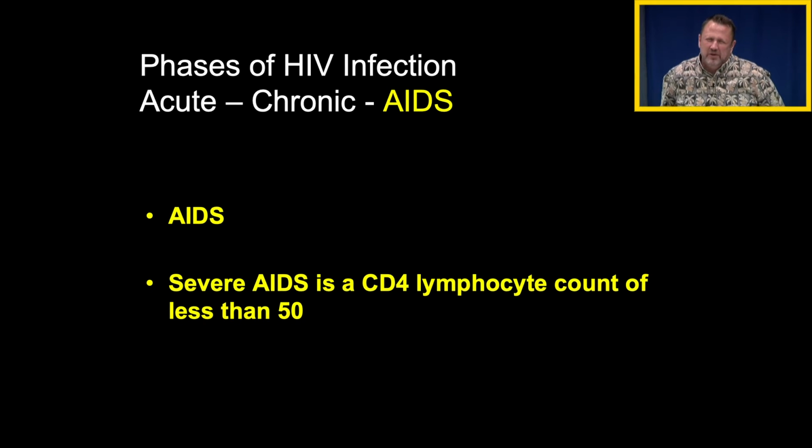All right, I promised to only divide this up into 3 categories. There is severe AIDS, and I wanted you to know that. That's when a CD4 lymphocyte count is less than 50. That is a very bad, very life-threatening situation, and we're going to be much more aggressive about how we treat certain things when we have severe AIDS.